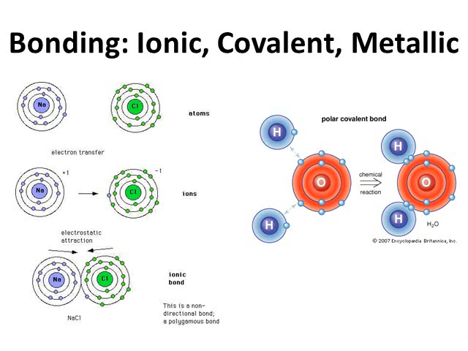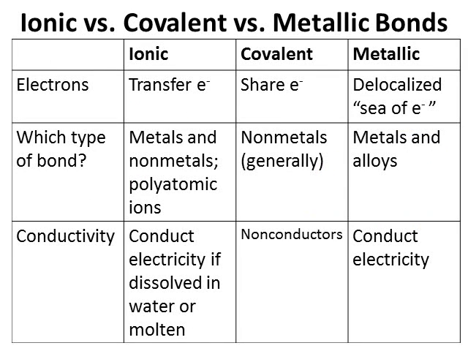Today we're going to look at the differences and similarities between ionic, covalent, and metallic bonds. In an ionic bond, electrons are transferred, they are shared for covalent, and metallic have that delocalized sea of electrons.